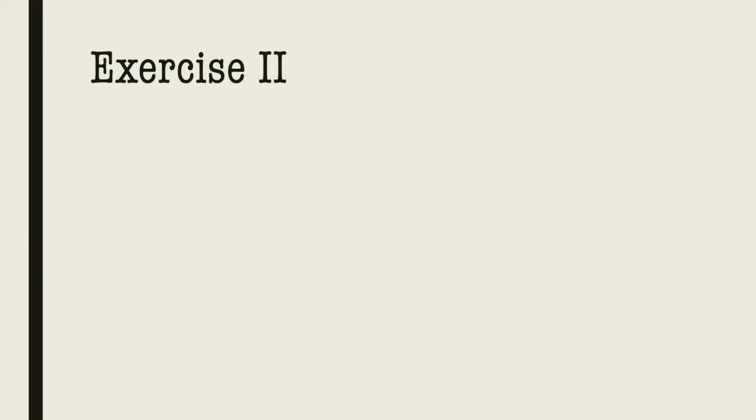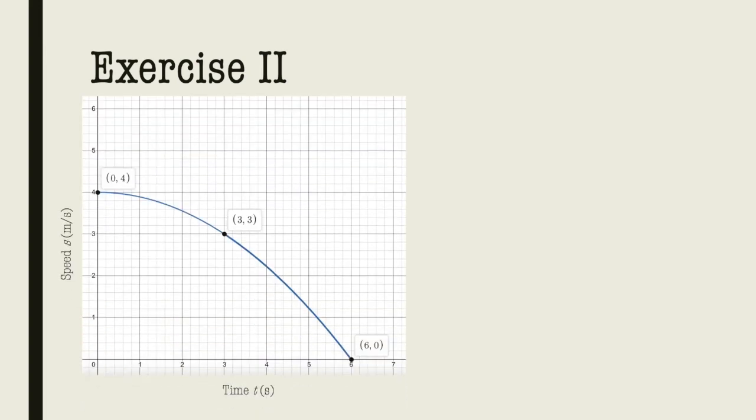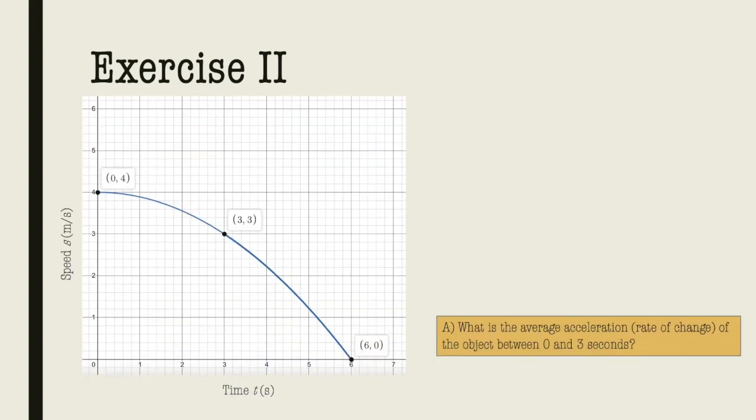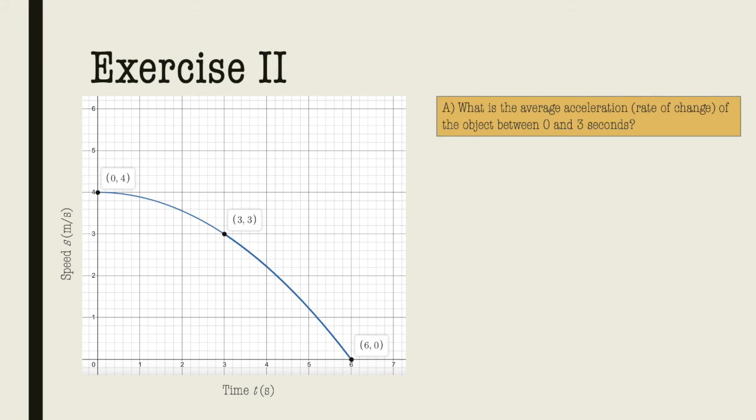Next, we have a new exercise involving a nonlinear function. First question. What is the average acceleration of the object between 0 and 3 seconds? For those who are unaware, acceleration is how much the velocity or speed of something changes in a given amount of time. Just like speed is the rate of change of distance, acceleration is the rate of change of speed. Second question. What is the average acceleration of the object in general? Once again, it is recommended you pause the video and solve these problems for yourself. Afterwards, we may compare.